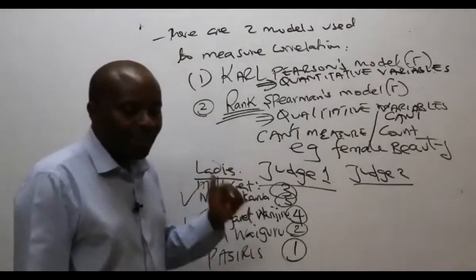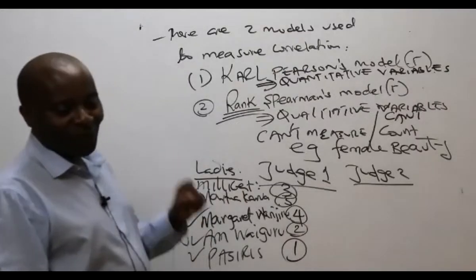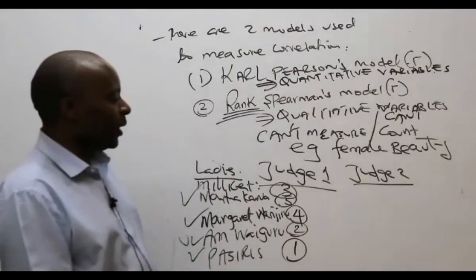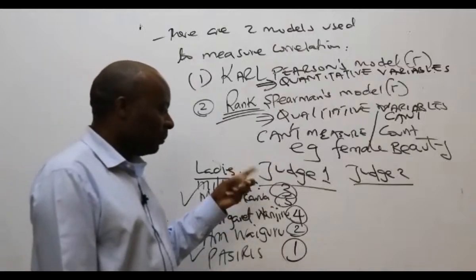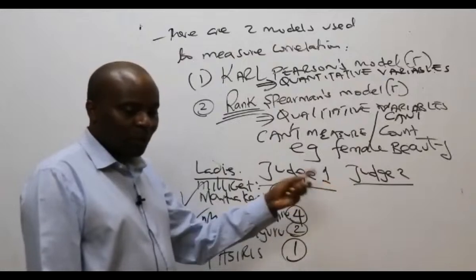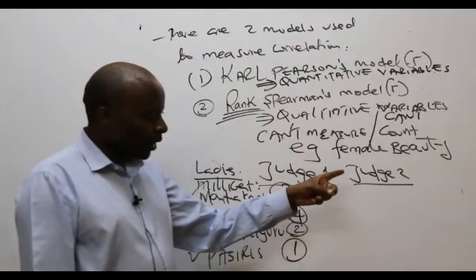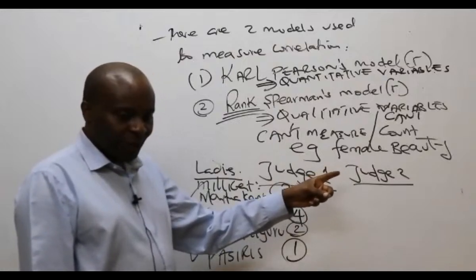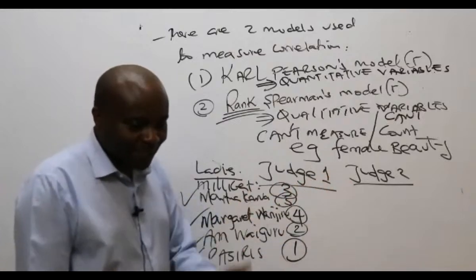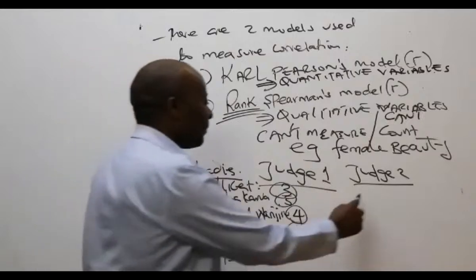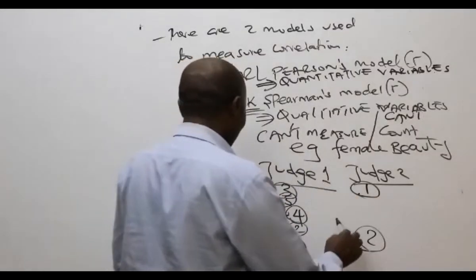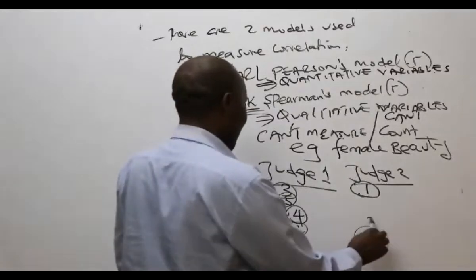How about judge number 2? Judge number 2, he said, is Brian. Brian, very fast, please give me your rankings. Remember, what may be beautiful to Gibson may not be beautiful to Brian. So Millicent number 1, Pasaris number 2, Waiguru number 3.